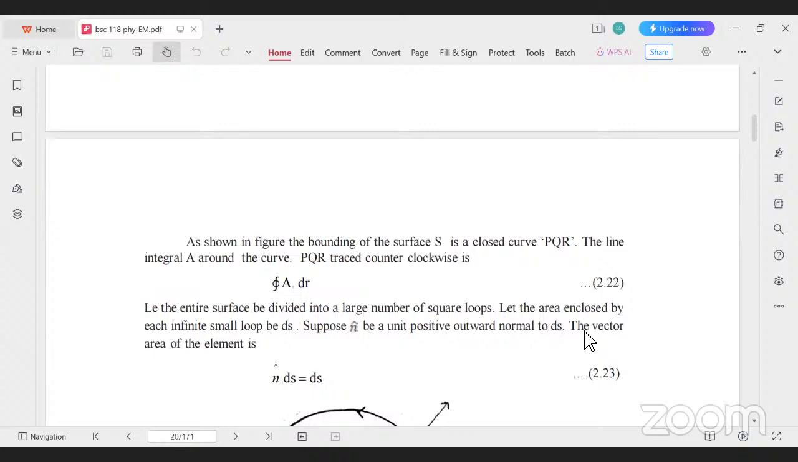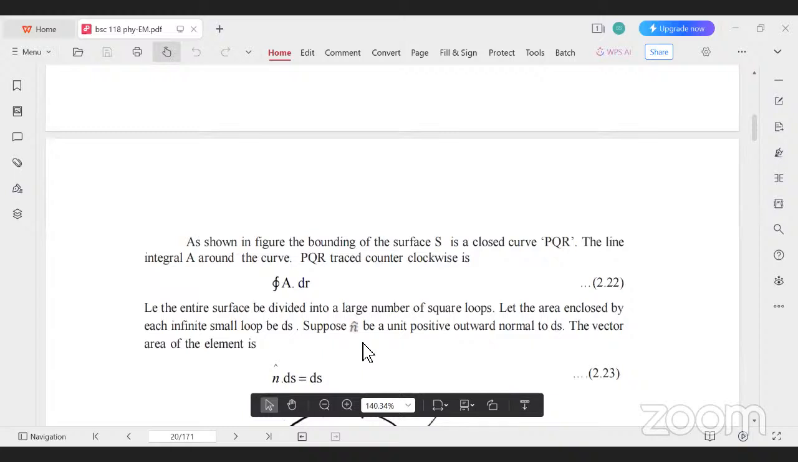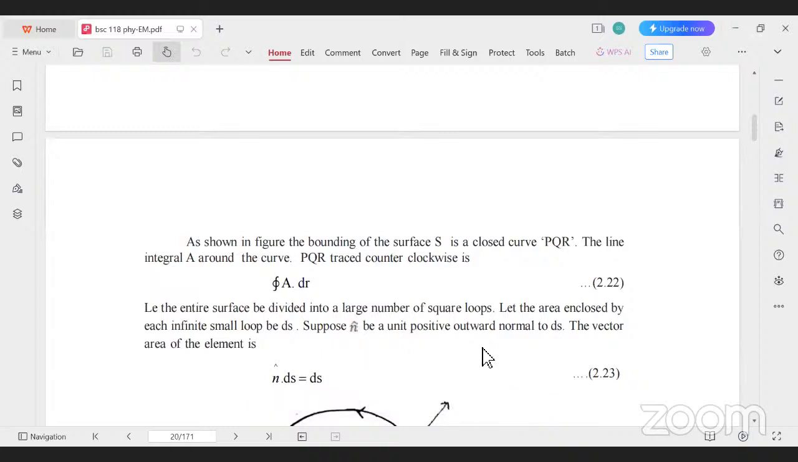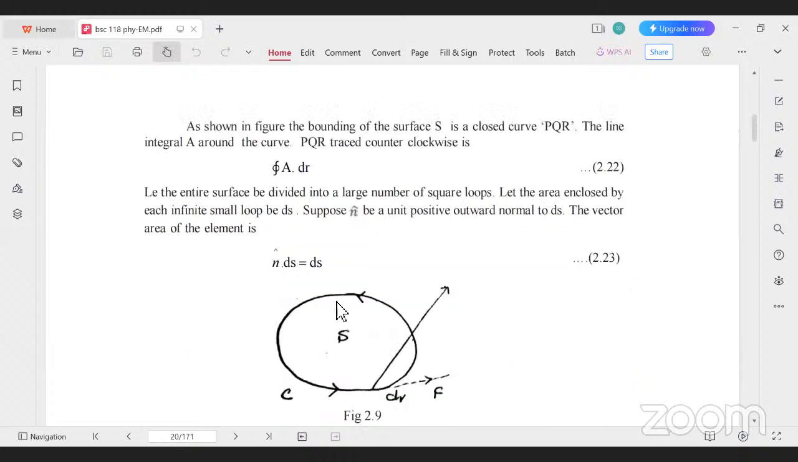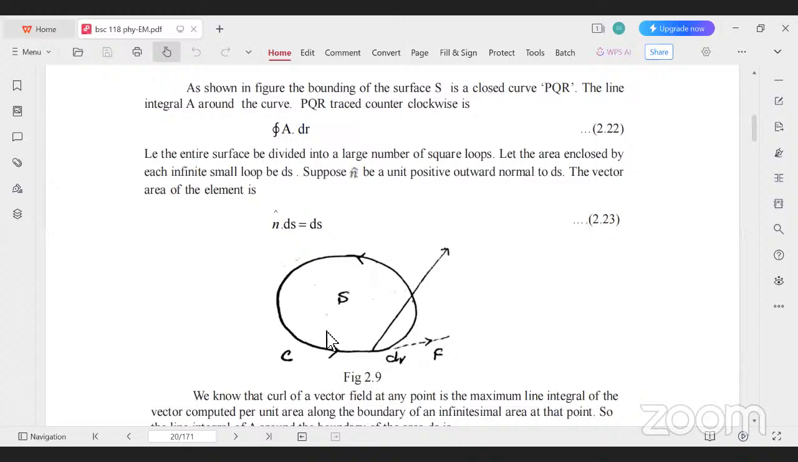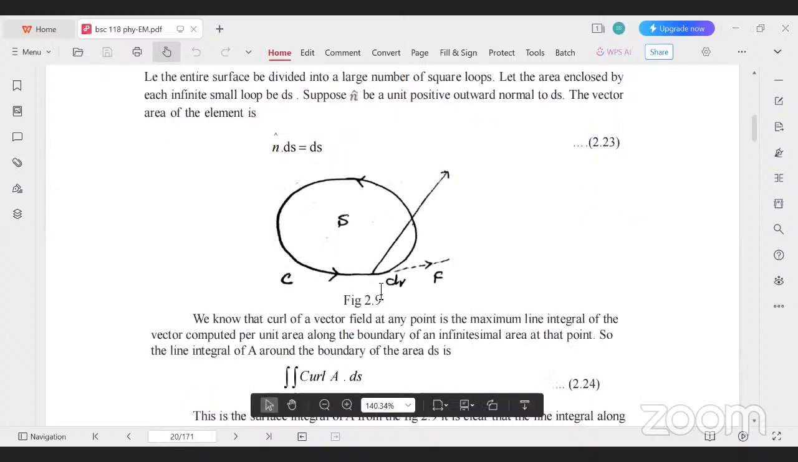Let the entire surface be divided into a large number of square loops. Let the area enclosed by each infinitesimally small loop be ds. Suppose n cap be a unit positive outward normal to ds. The vector area of the element is n cap ds. So it is flowing in a clockwise direction. We are able to find the dr, that is a force, the force which is coming out.